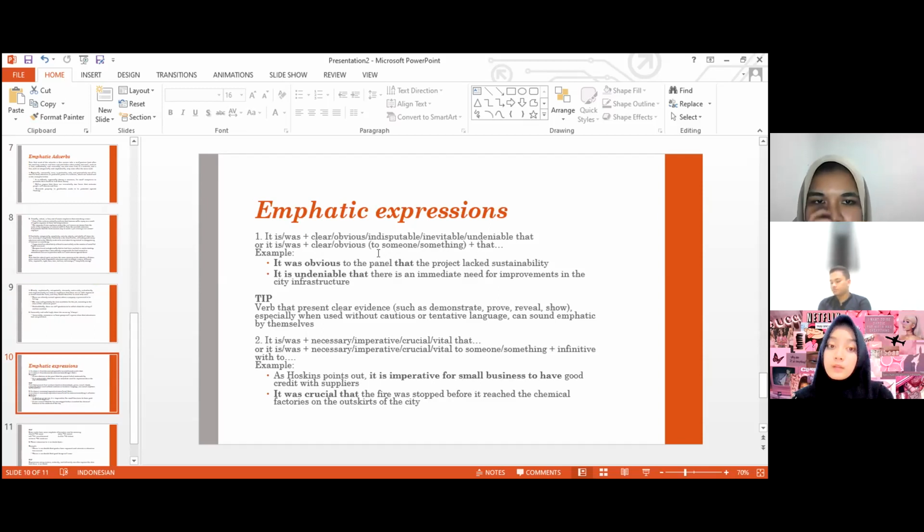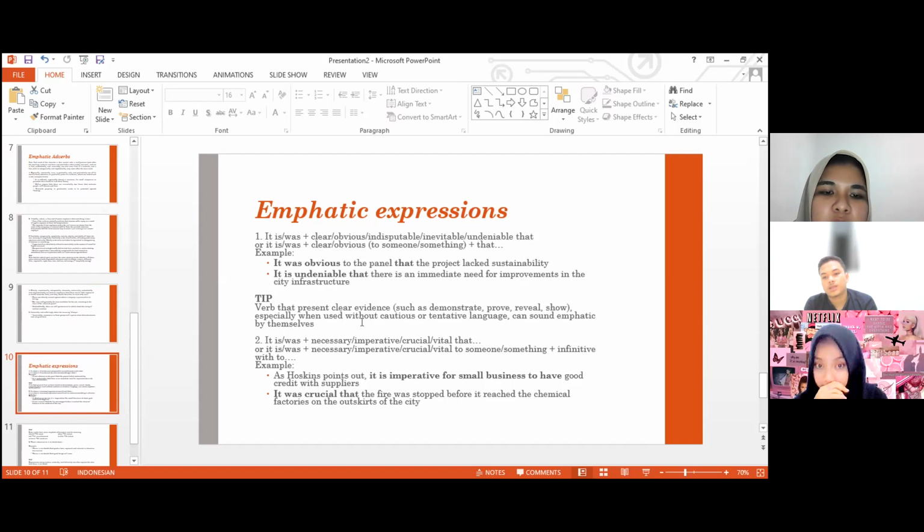The example is first, it was obvious to the panel that the project lacked sustainability, and it is undeniable that there is an immediate need for improvement in the city infrastructure. The tip is verbs that present clear evidence such as demonstrate, prove, reveal, show, especially when used without clauses or tentative language, can sound emphatic by themselves.